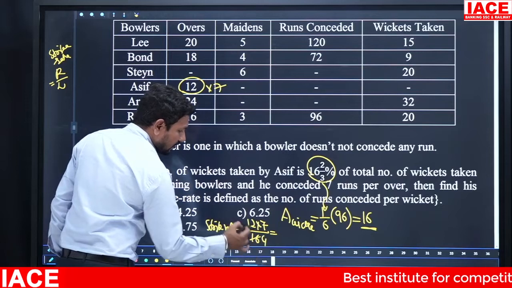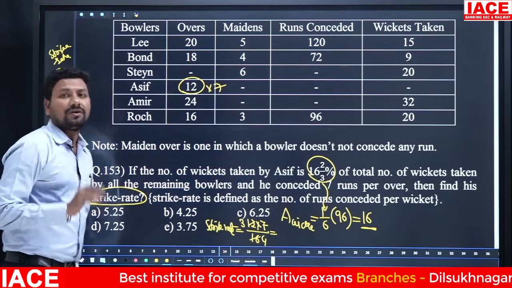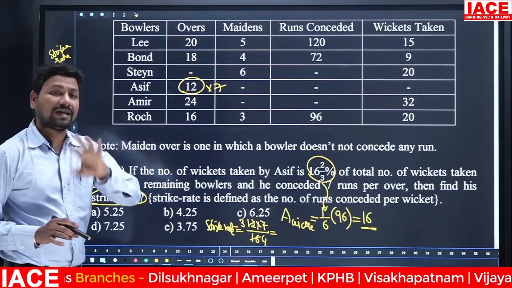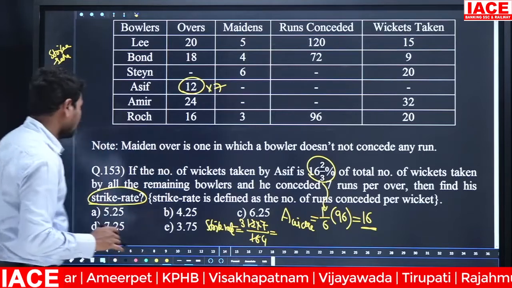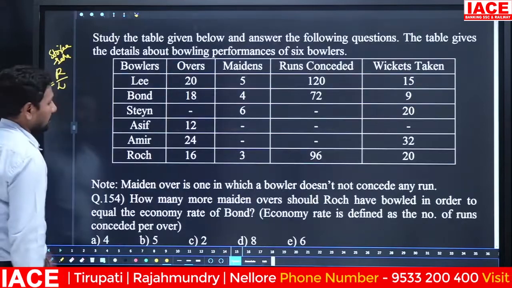4 4s and 4 3s. 3 7s are 21. 21 by 4 means 20 by 4 is equal to 5, extra 1 by 4, 0.25. That means 5.25. Option A. Next.